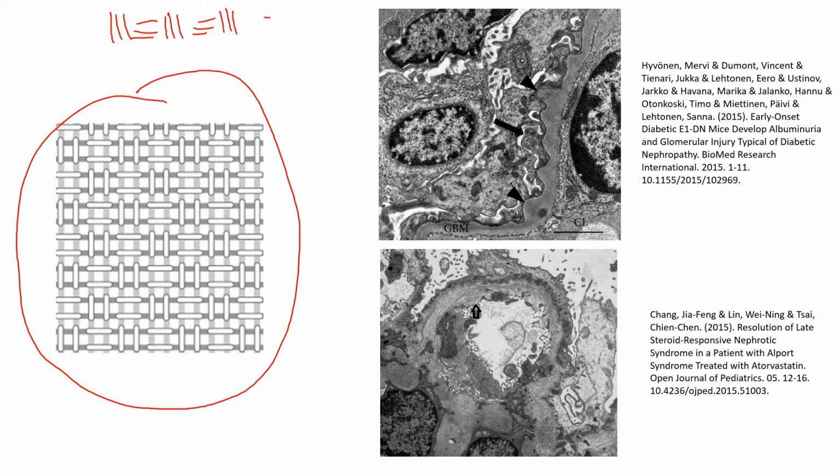That's all it is. Basket weaving. Up and then down. Up, down. Now, here I'm going to show you why it's important to know how this looks on electron microscopy.